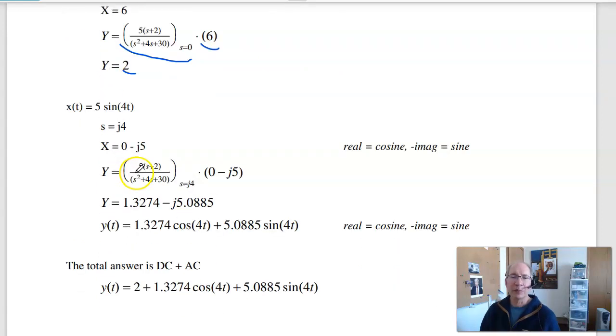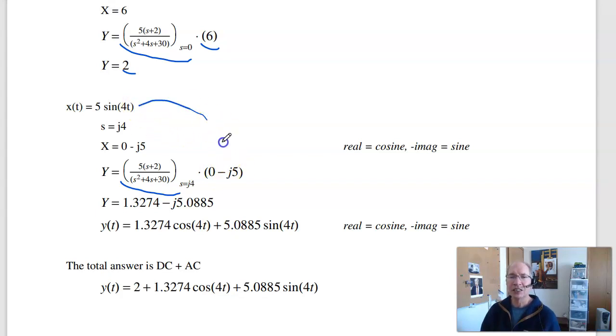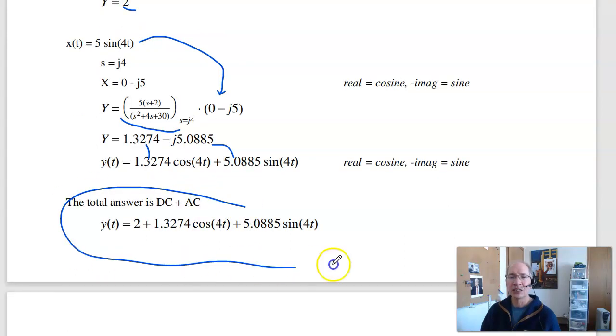For sine wave input, this is the gain everywhere. What's the gain at 4 radians per second times the input at 4 radians per second. For the input, real part is cosine, minus j is sine. So this is represented as 0 minus j5. Multiply it all together, I get a complex number. Real part means cosine, minus j is sine. The total answer then is DC plus AC.